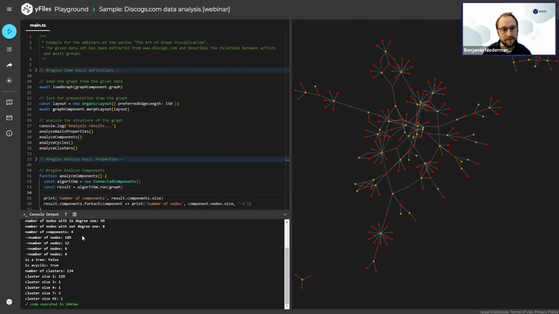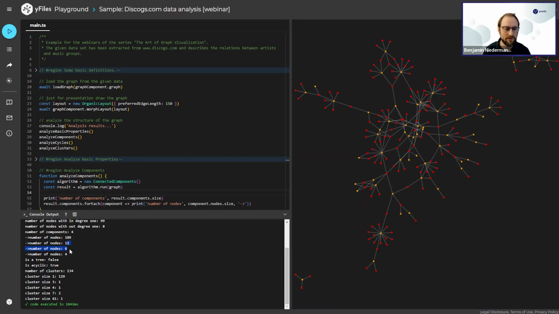And what we also can do, and this is also very important, is not only to look at the number of components, but also at the sizes of the components. So what we can see is that we have one large component with 189 nodes, and then we have 3 very small components. And this is also an important information for our graph visualization.